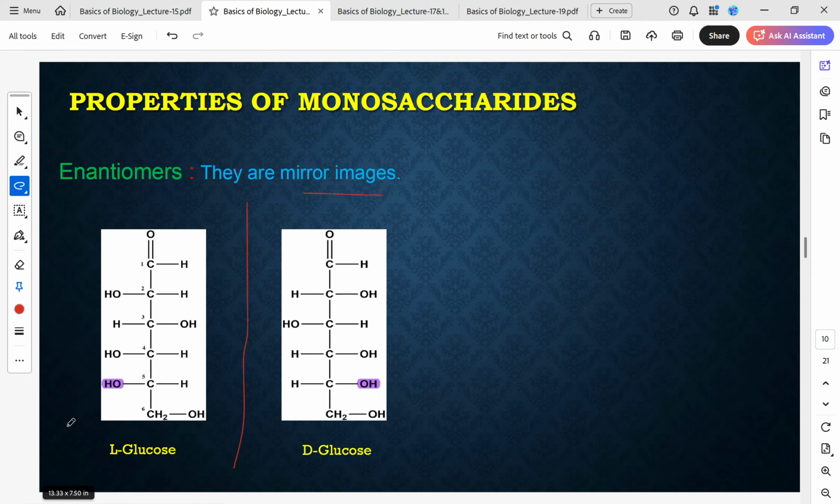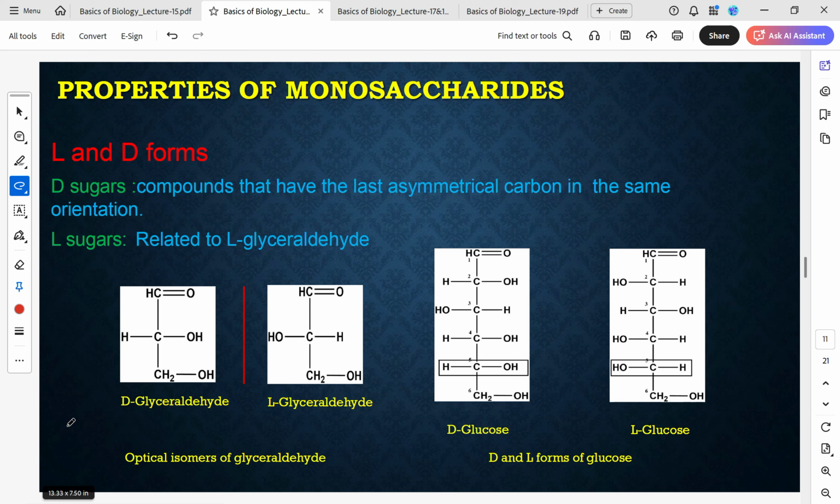Rather, the mirroring of the structure. This happens because of the last asymmetrical carbon. If the compounds have the last asymmetrical carbon in the same orientation, then it's D form. If it's in the opposite orientation, then it's L form. So if this OH group and this OH group are on the same side, it's D form. If they are on the opposite side, it's L form. The same happens for glucose and fructose as well.